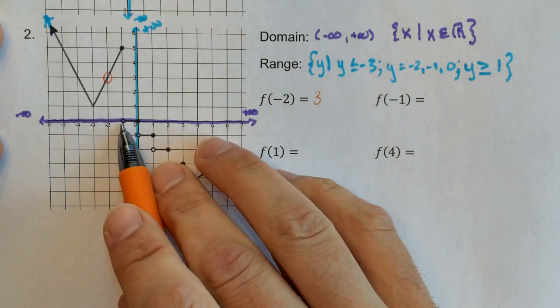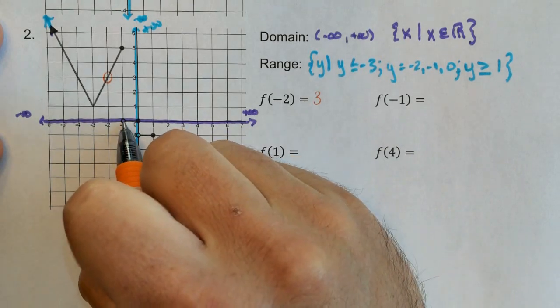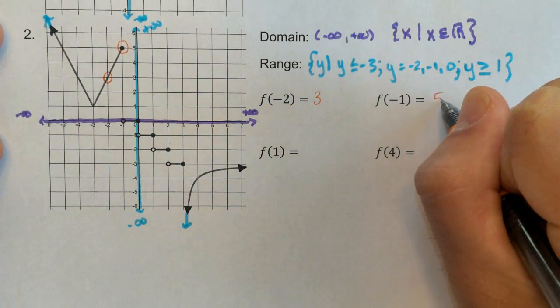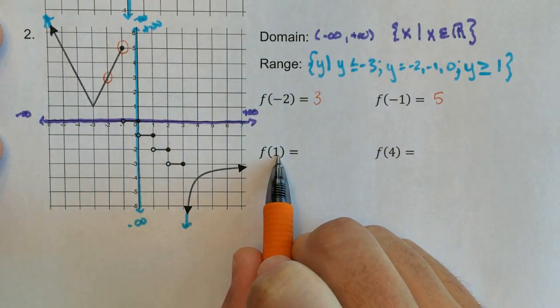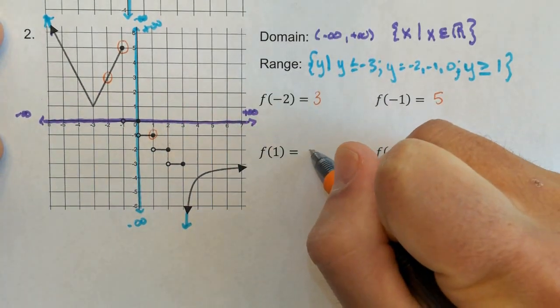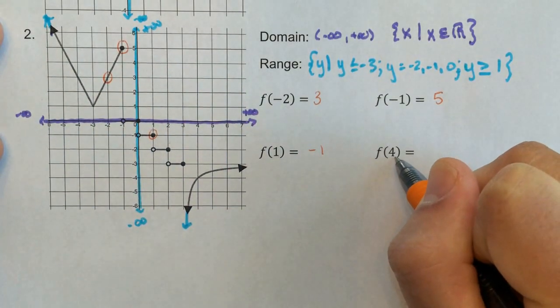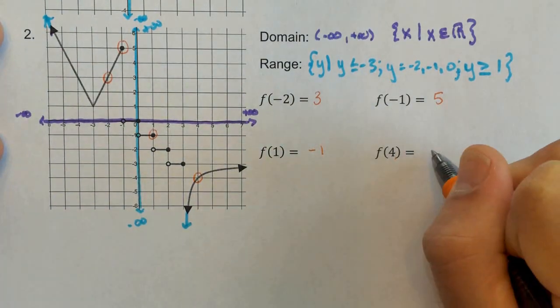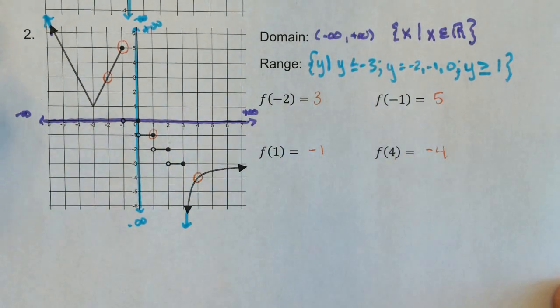X is -1. Notice we have an open circle, we have a closed circle, always go by closed. X is 1, closed circle open. X is 4, you only have the 1, so we only have the 1. Good, so that's when the function is provided for you.